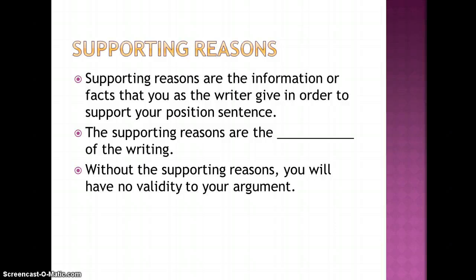Those might be 3 of my reasons. Now, just because I have those reasons doesn't necessarily mean that they're valid. I would have to go and find some kind of fact or research-based fact to help support those 3 reasons so that my position sentence is much stronger.